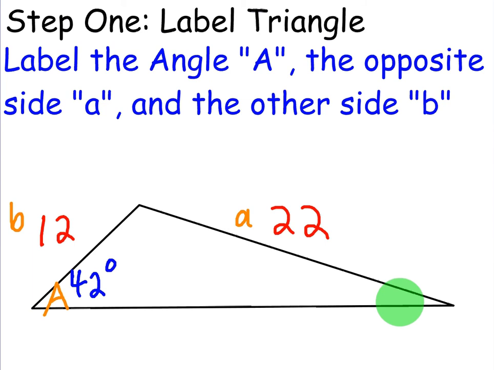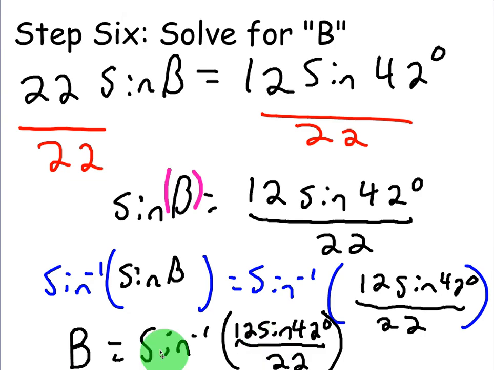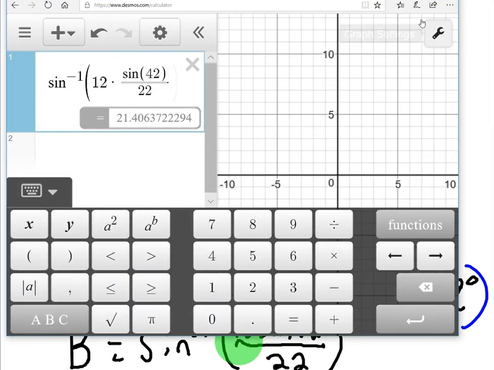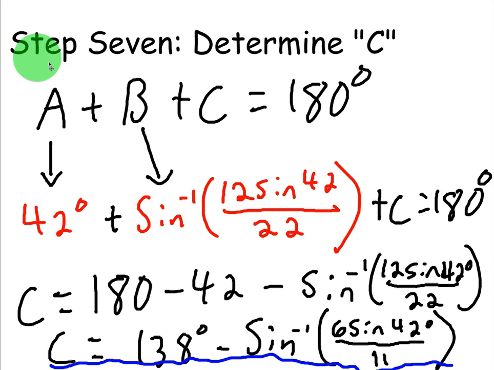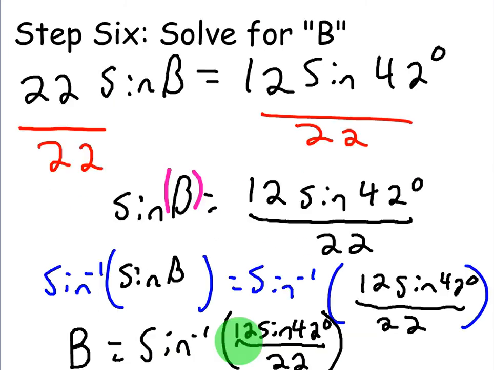However, we want to be precise in our final answer, so we want to maintain this expression when we're solving for others, because we don't want to round this answer we just got. It will affect the precision and accuracy of our final answer. So when we plug in big B from now on, we're going to keep that expression. This leads us to step 7.